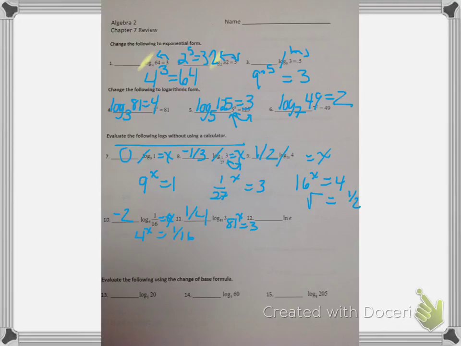Number 12, you can use the inverse property. ln of e, these cancel each other out, which equals 1. 13, 14, and 15 are the change of base problems, the change of base formula. I don't have that on my video right now, so if you have any questions on that, make sure you ask in class.